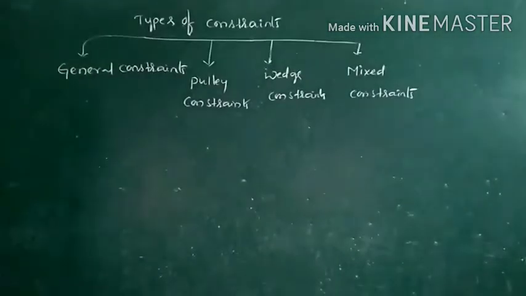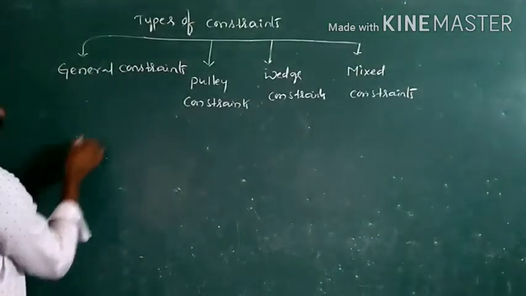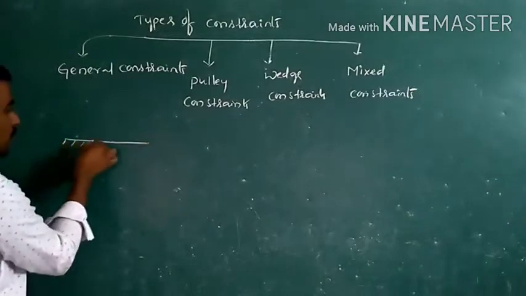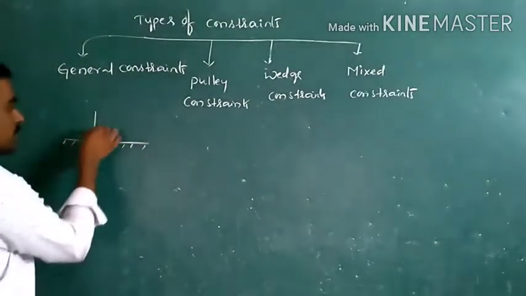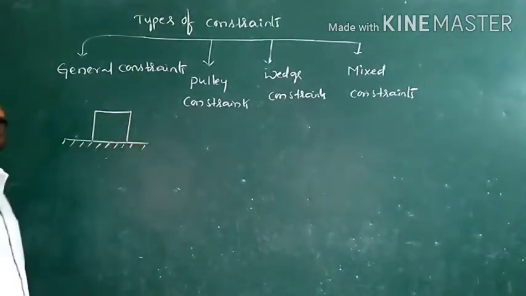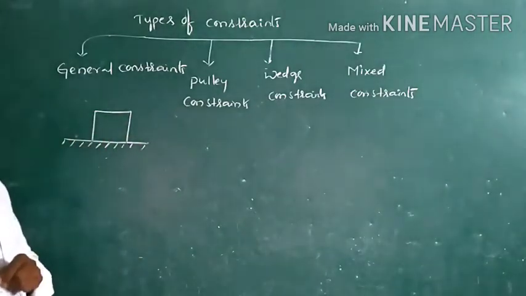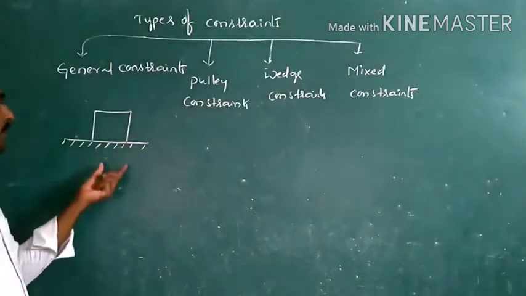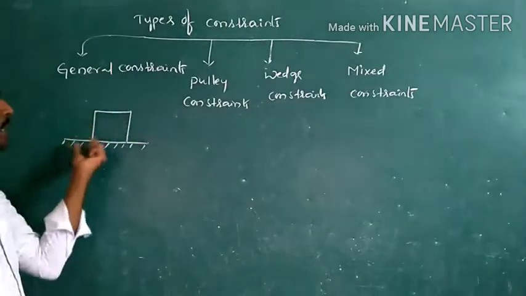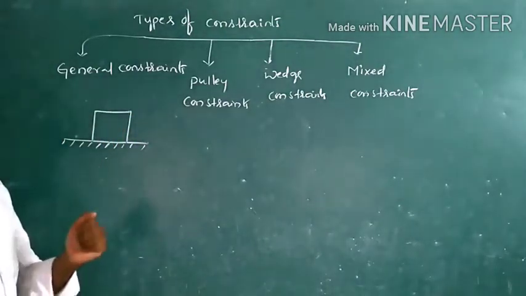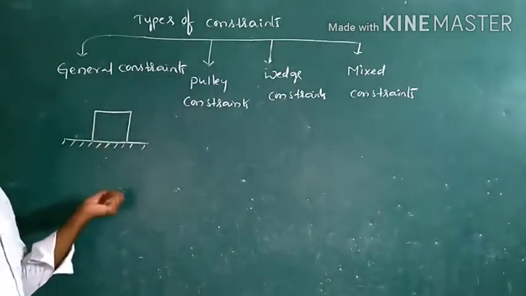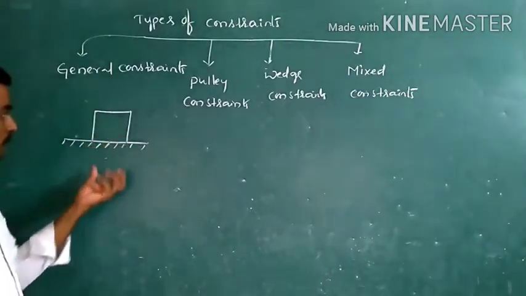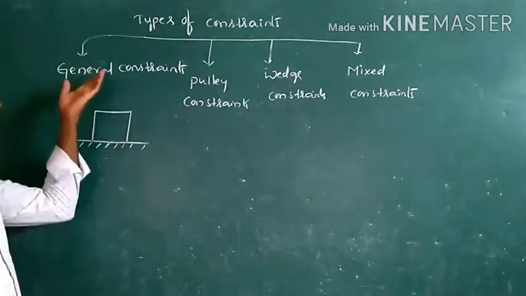Okay, let us see here general constraints. General constraints means let us assume any one floor. On the surface of the floor, we are going to place a block. That block is constrained by this floor. Some of the kinematical quantities like velocity, acceleration, displacement, those are constrained by this surface. This is called as general constraints.